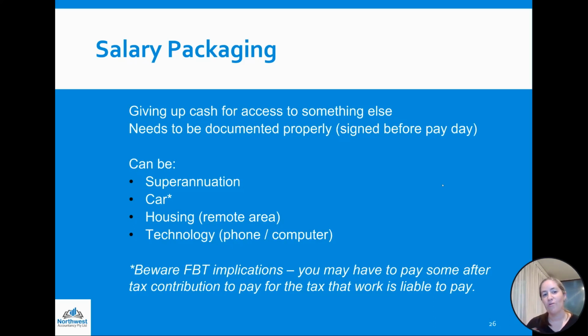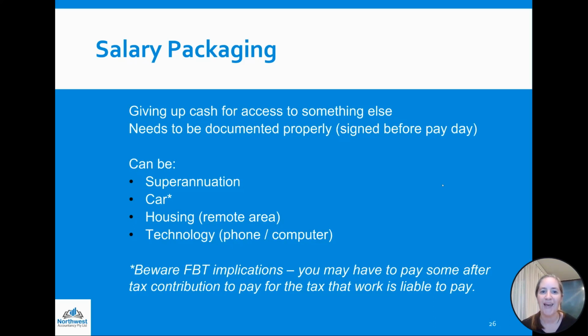Then we've got things like remote area housing. So talk to your employer, talk to HR or payroll about how you can salary package your housing in a remote area, because that is FBT free. And the other one is technology. So if you want a new computer or a phone, if you're predominantly using it for work, then it is tax deductible and there would be no fringe benefits tax on that.